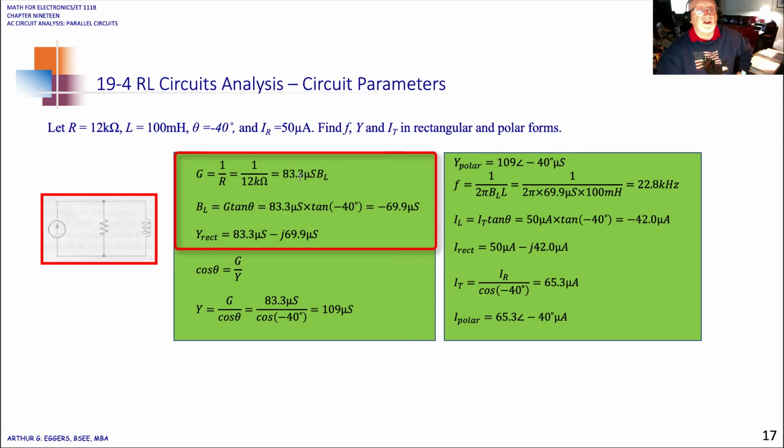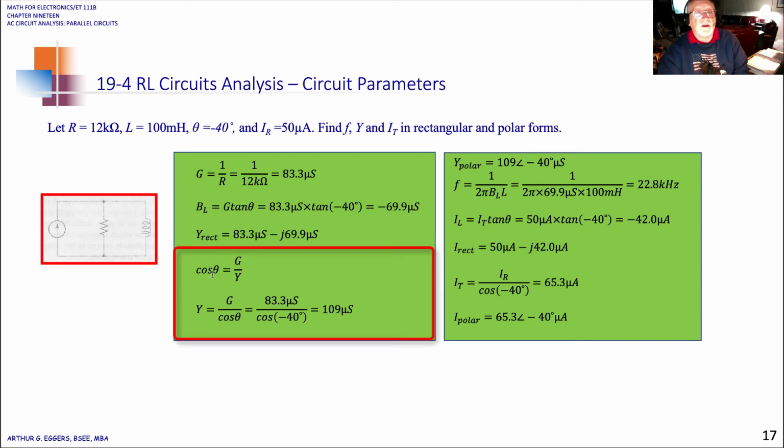In a lot of cases, you just start picking things and determine, do you have enough information here to solve for what we are looking for in any particular relationship. So we didn't need that there. B sub L then is equal to G tangent theta. Okay, that's just using the sides of the triangles, and we get minus 69.9 microsiemens. The rectangular relationship then becomes Y rectangular is equal to 83.3 microsiemens, that's from our conductance, minus J 69.9 microsiemens from B sub L.